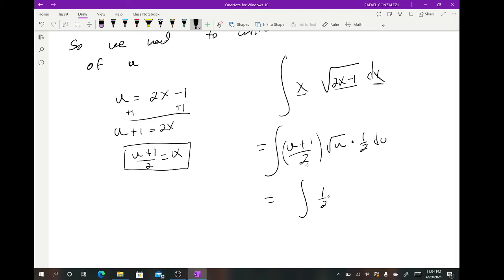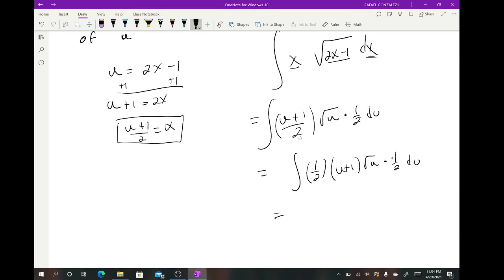This is just 1/2 times u plus 1 times radical u times 1/2 du. I just simply took out this 1/2 in the first term. But now I have two 1/2s, so I can multiply them and take it on the outside. 1/2 times 1/2 is 1/4, and I could move it on the outside. So I just multiply this by this and then took it to the outside.